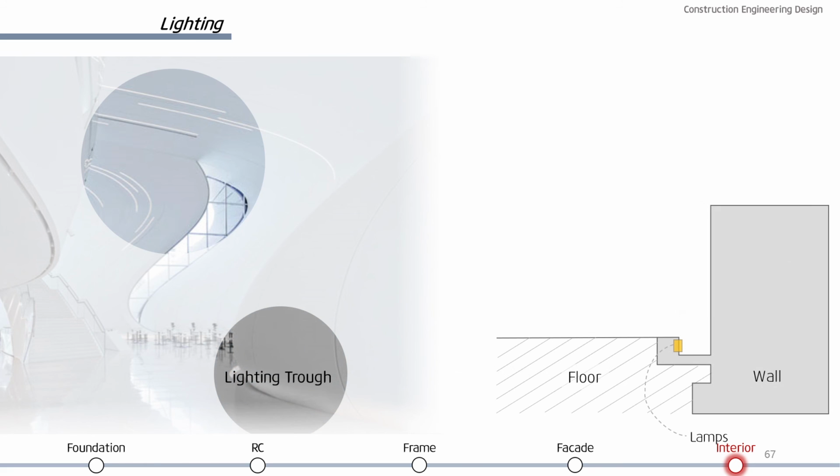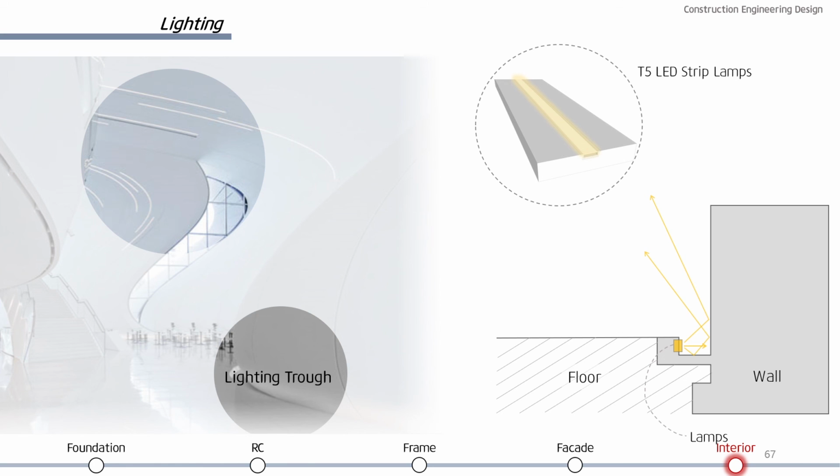The lighting troughs work well by reflecting the light emitted by the LED off a wall and then into the space. Normally, lamps are used as a direct lighting method, but the reflective lighting carries a soft glow that is essential to the design and aesthetic of the Heydar Aliyev Center.